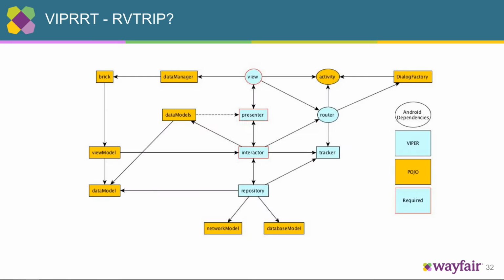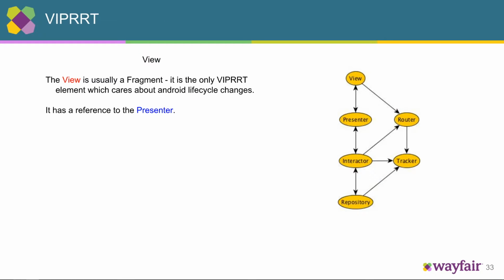At the top of the hierarchy is the view. It's usually a fragment, and it does all the Android-specific stuff so that Android doesn't permeate down into the other layers. It has a reference to the presenter, and previously it had a reference to the router, but we've recently changed that. Now when we're trying to switch screens, we have to go down into the interactor first. Then the interactor would do the routing.